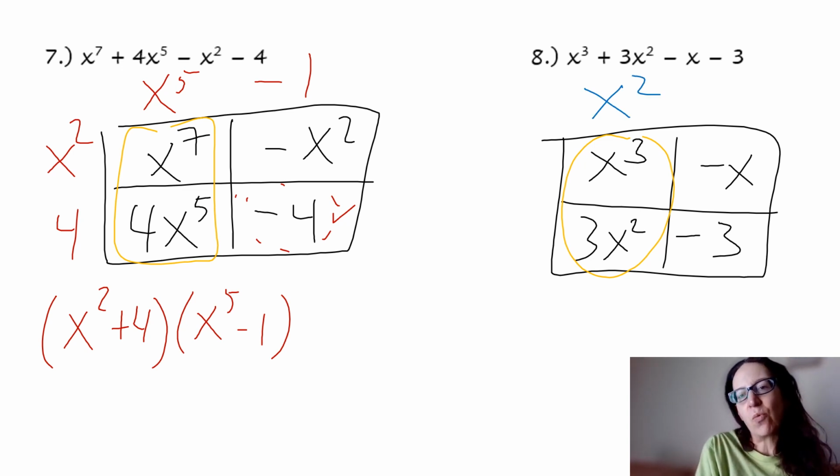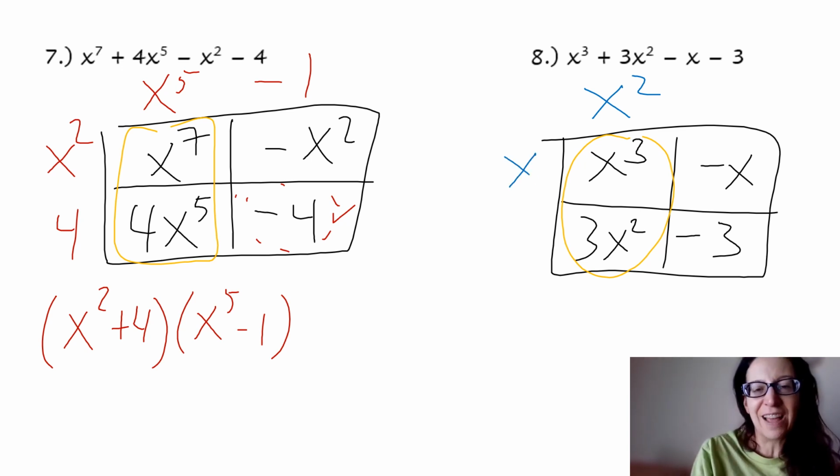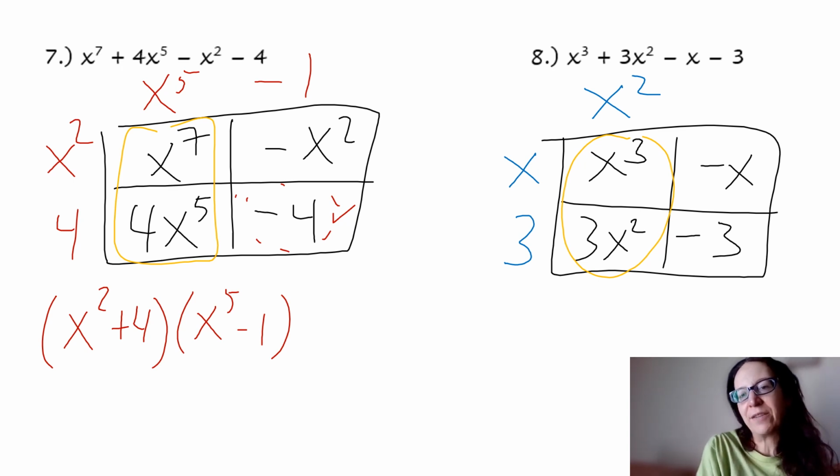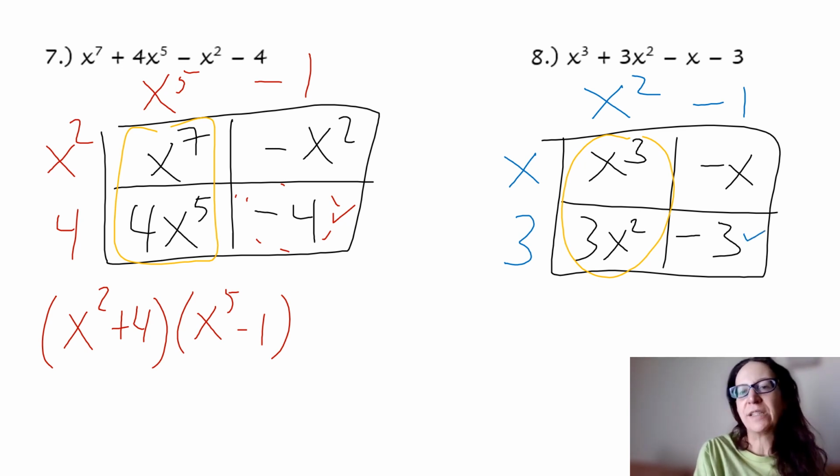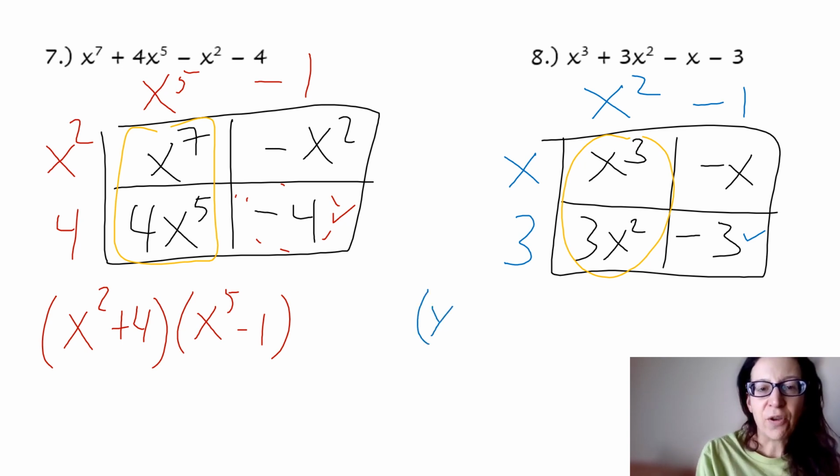X times what? Wait a minute, that wasn't right. X squared times what would give me x to the 3rd? That would be x. X squared times what gives me 3x squared? That would be 3. And then x times what gives me negative x? That would be negative 1. And then you can check that lower right. 3 times negative 1 does give you negative 3. So my factors are x plus 3 and x squared minus 1.